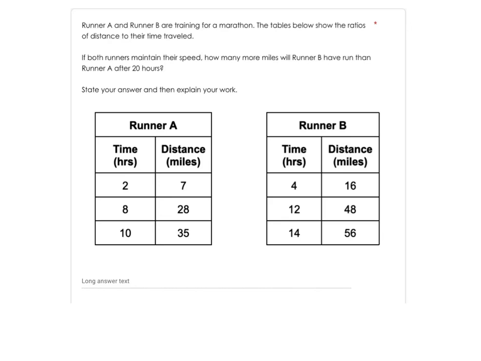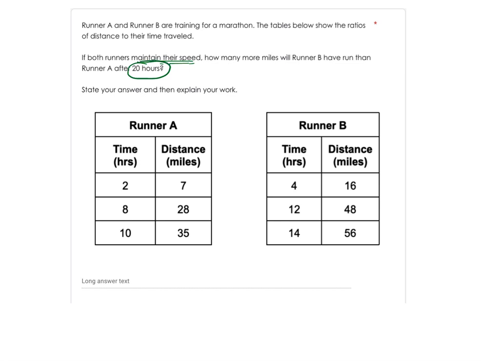Runner A and runner B are training for a marathon. The tables below show the ratios of distance to their time traveled. If both runners maintain their speed, so they're going at a constant speed, meaning that we're talking about equal ratios here, how many more miles will runner B have run than runner A after 20 hours?